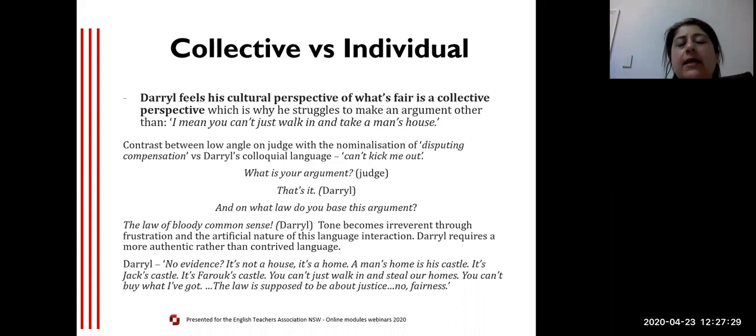So Daryl comes across as quite frustrated, and that's where he utters in exasperation, "it's the law of bloody common sense." And his tone is irreverent, but that irreverence is not coming from being challenging or disruptive. It's the frustration of the fact that this is being questioned. His whole way of life is being questioned. His beliefs and attitudes are being questioned. But the law works in the opposite way in terms of it needs that convoluted argument to persuade. And that's where Daryl needs language from elsewhere to support him.